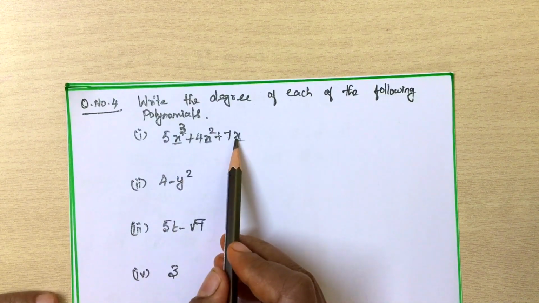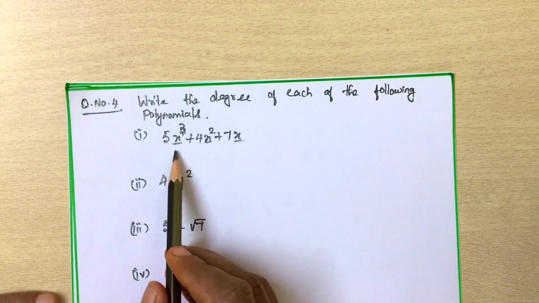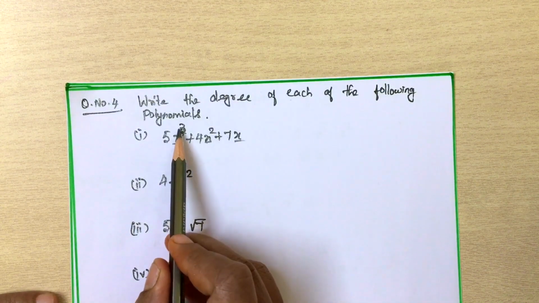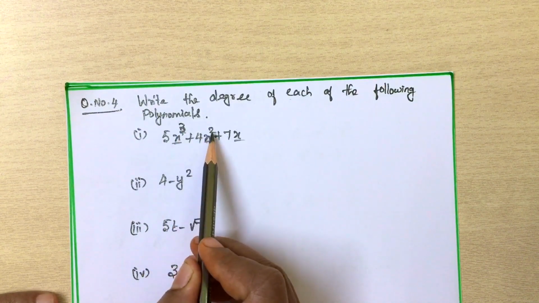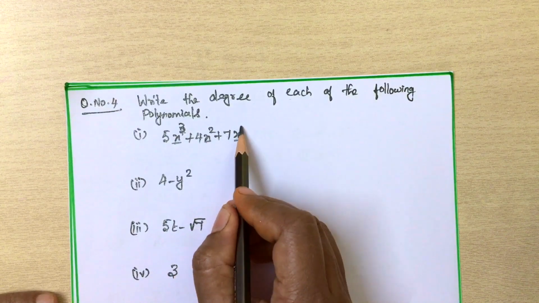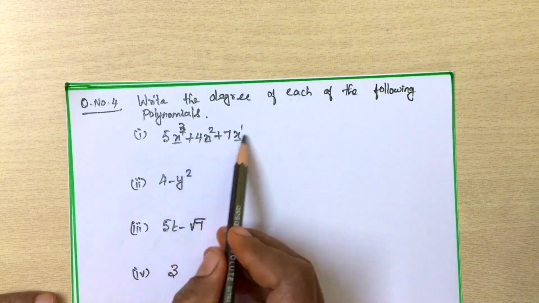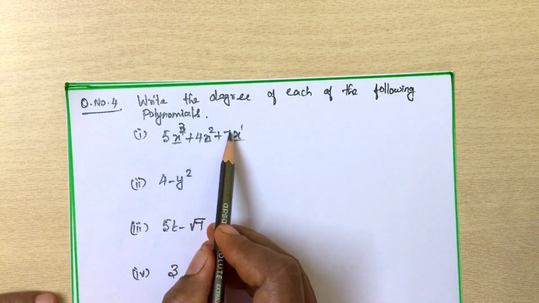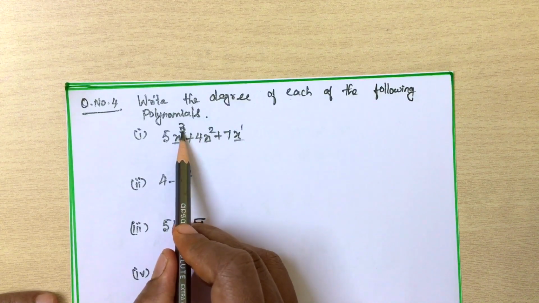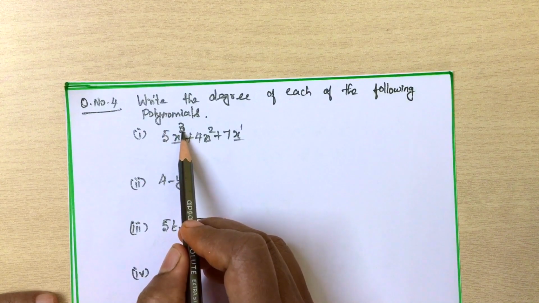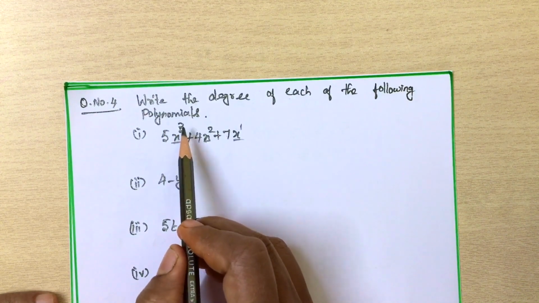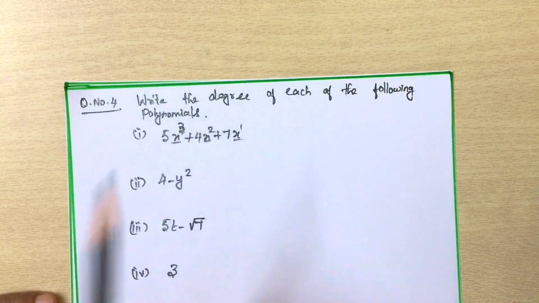If you have variables in every term, then what you have to do is check their power, that is the degree. Here it is 3, the next one is 2. If it is not mentioned, it is 1. We have to decide what is the degree. The degree is always the highest. Out of all this, we can notice here 3 is the greater one. Now you have to write this number as the degree of the polynomial.